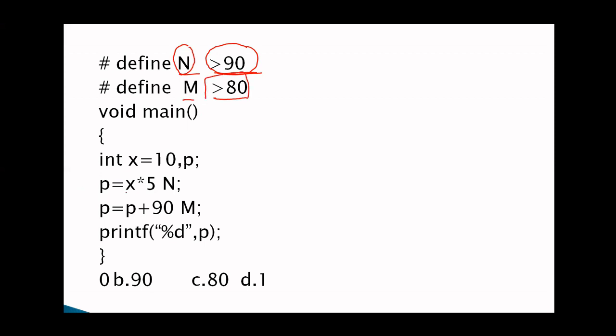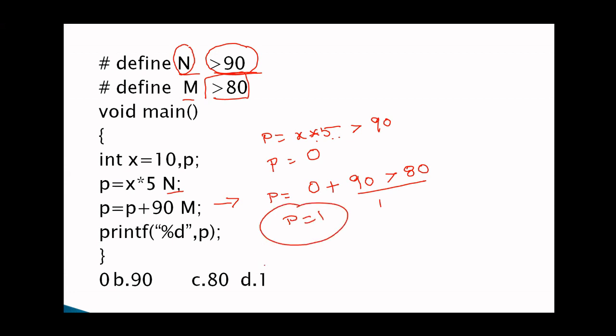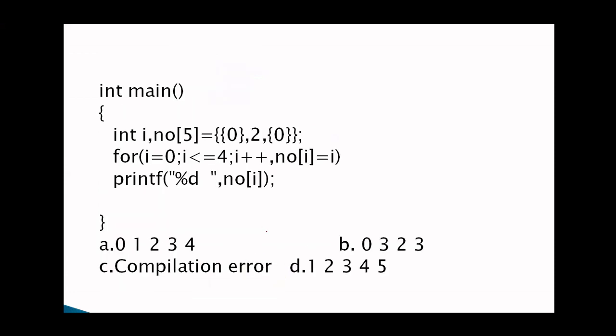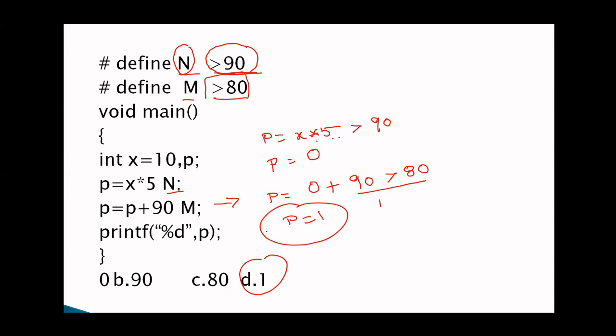See the first statement, P is equal to X into 5. N is replaced with greater than 90. So X into 5 means 10 into 5, which is 50 greater than 90. The condition is false, so the P value is 0. Then the statement P is equal to P plus, that is 0 plus 90 greater than 80. 90 greater than 80 means 1. So what is the P value? 1 is the answer. That is the simple calculation.